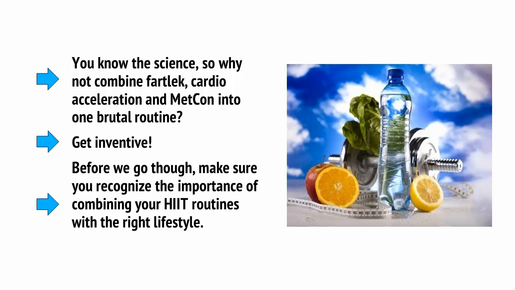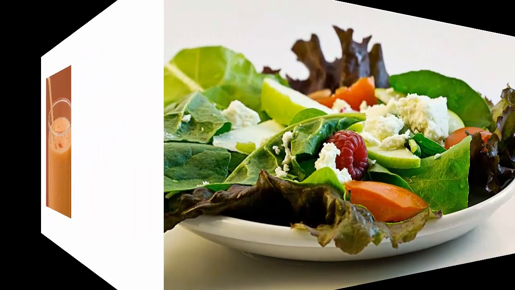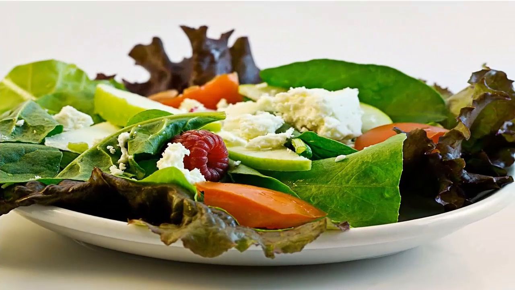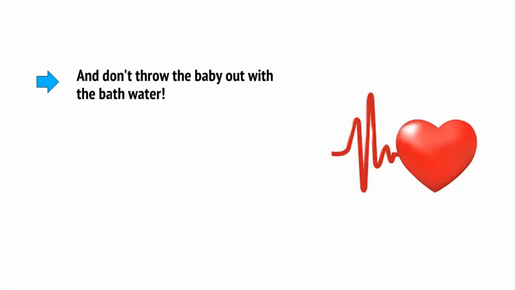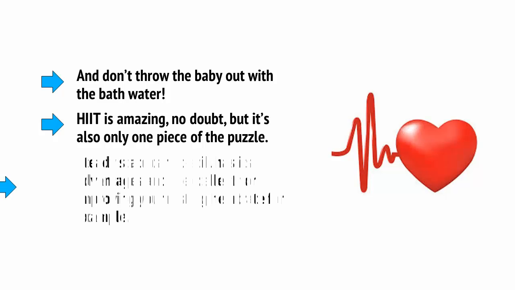But before we go though, make sure you recognize the importance of combining your HIIT routines with the right lifestyle. If you want to maximize your fat loss and muscle building, then you should look at supplementing with extras like creatine and possibly a protein shake. Losing weight also means eating a healthy diet that maintains a calorie deficit, and if you want to avoid burning out, you need to make sure you're getting plenty of rest and lots of sleep. And don't throw out the baby with the bathwater. HIIT is amazing, no doubt, but it's also only one piece of the puzzle.